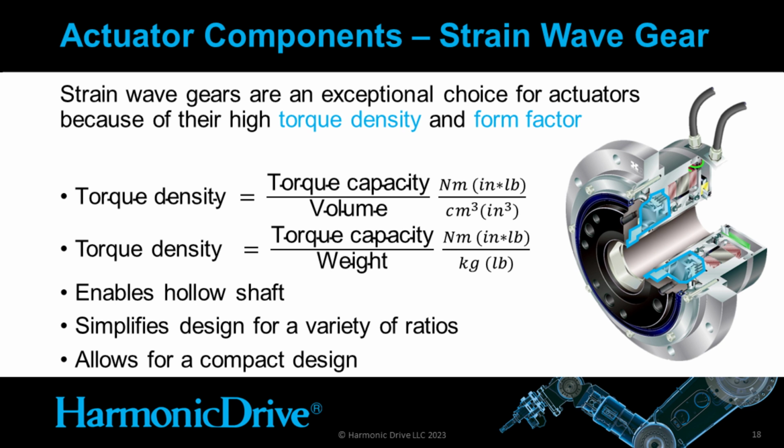And as we already know, the strain wave gear also enables hollow shaft designs, and it simplifies your design for a variety of ratios. This means that you can design a single actuator and change out the gear ratio as needed so that you can fine-tune your output torque and output velocities.